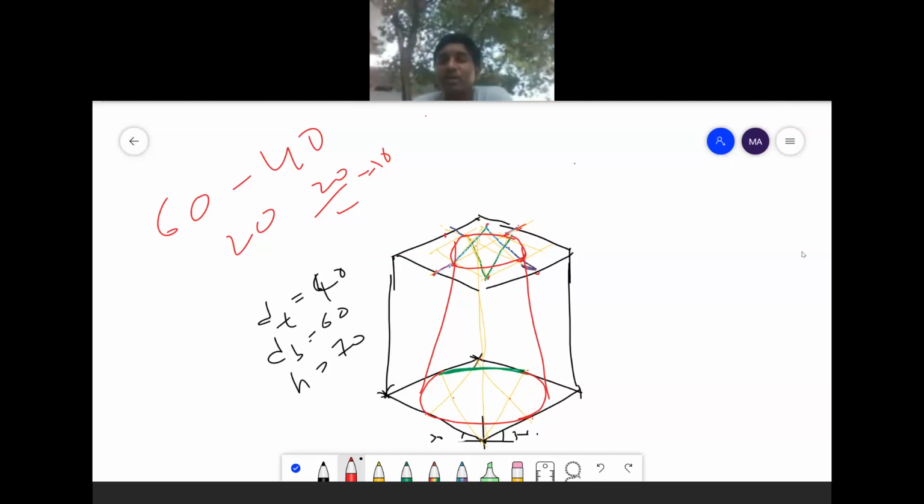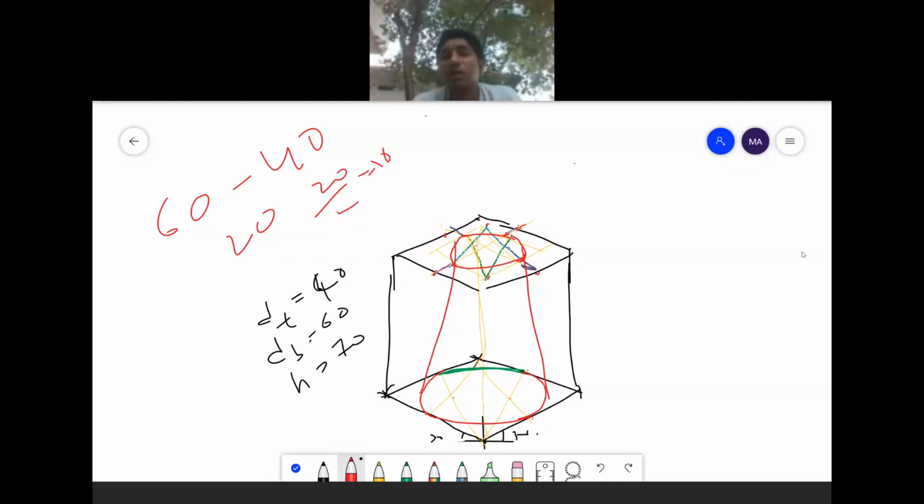The main thing is reducing the square from 60 to 40. It is very important. While drawing the composite figures also, you will use this concept: how to reduce the given dimension. Here you are reducing from 60 to 40. So in this way you have to reduce.